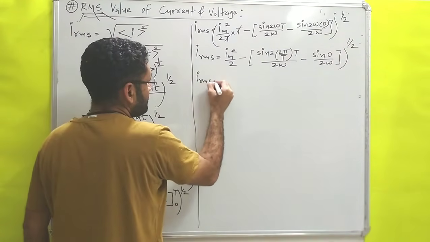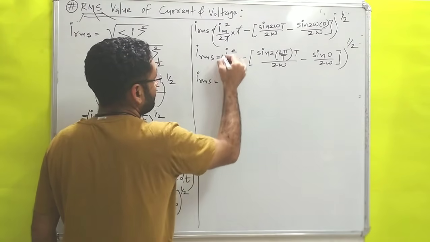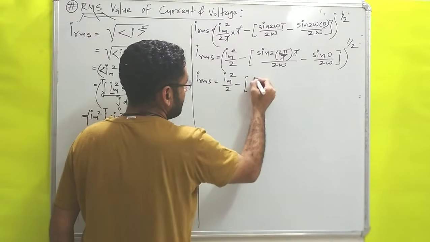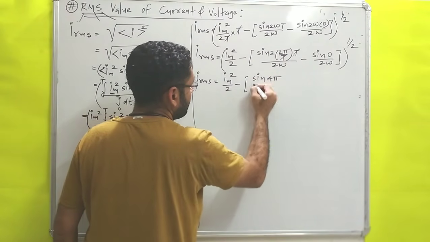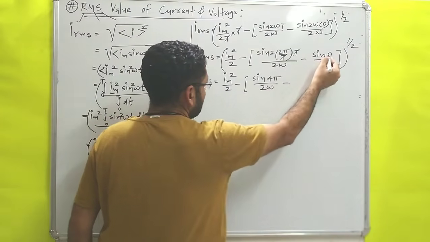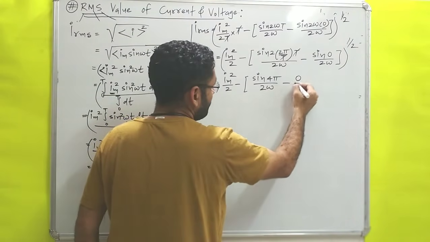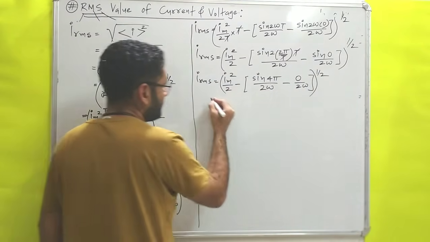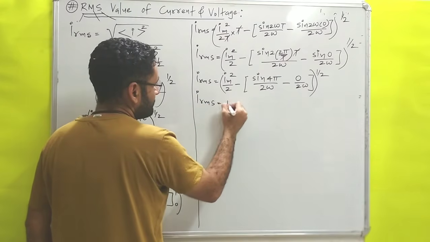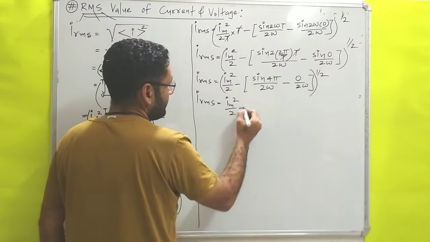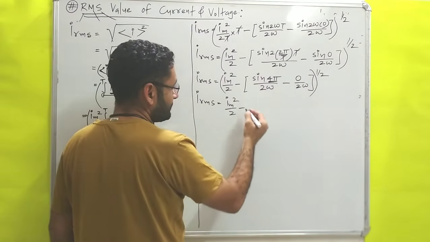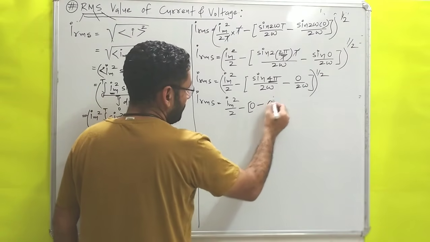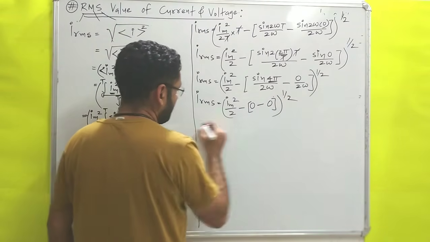So IRMS is equal to Im square divided by 2 minus, T will get cancelled, so it will be sin 4 pi divided by 2 omega minus the value of sin 0, which is 0, divided by 2 omega, whole raised to 1/2. Then IRMS is equal to Im square divided by 2 minus, now the value of sin 4 pi is also 0, so I will write 0, whole raised to 1/2.